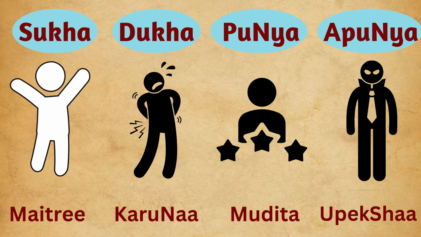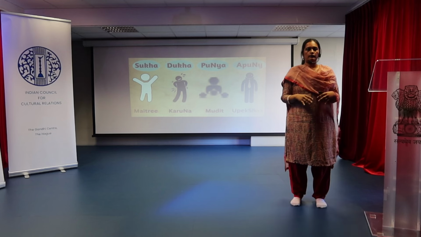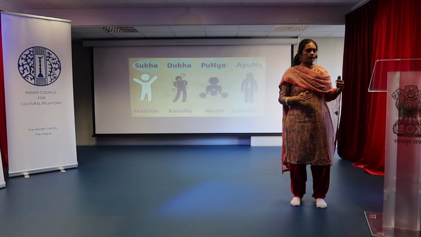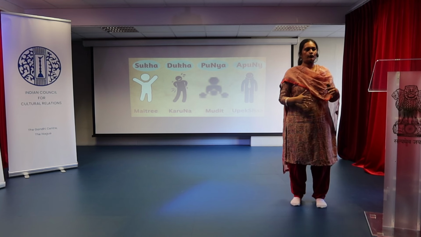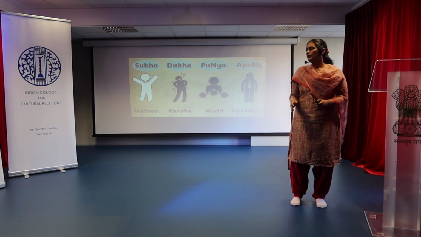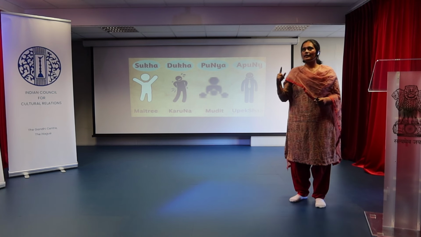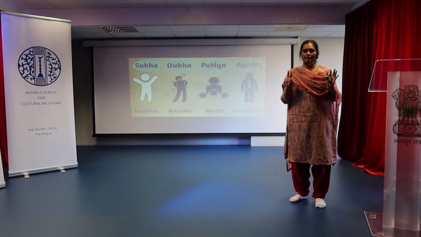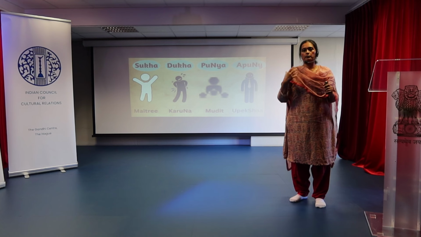And apunya, if you see a person who is doing bad things, then what should we do to keep our mind stable? We have to do upeksha, indifference. We need not go and try to change him, or we need not criticize, just remain indifferent to it. So Patanjali gives totally 7 tools to bring that ekagrata. They are called parikarmas. So next he talks about the breath.